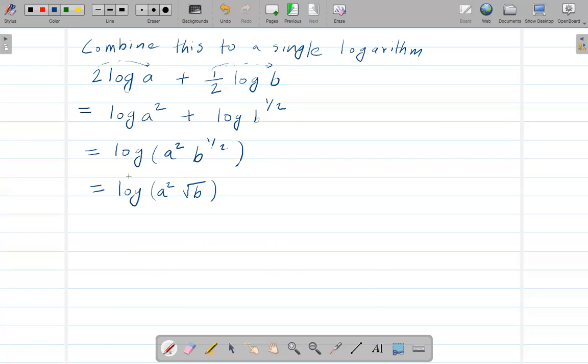Or we can even go the opposite way. If this thing is given and you're asked to expand, that means you just go the opposite way and get that. So from here to here, we say combine. From here to here, we say expand. All right.